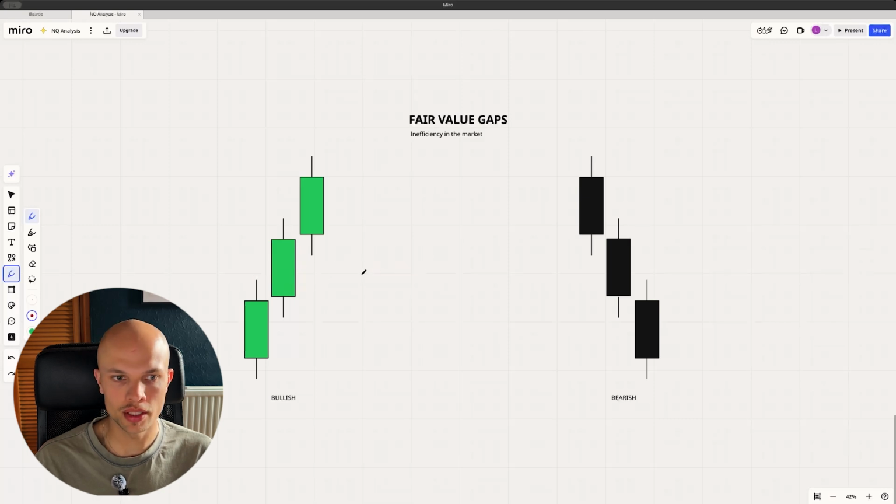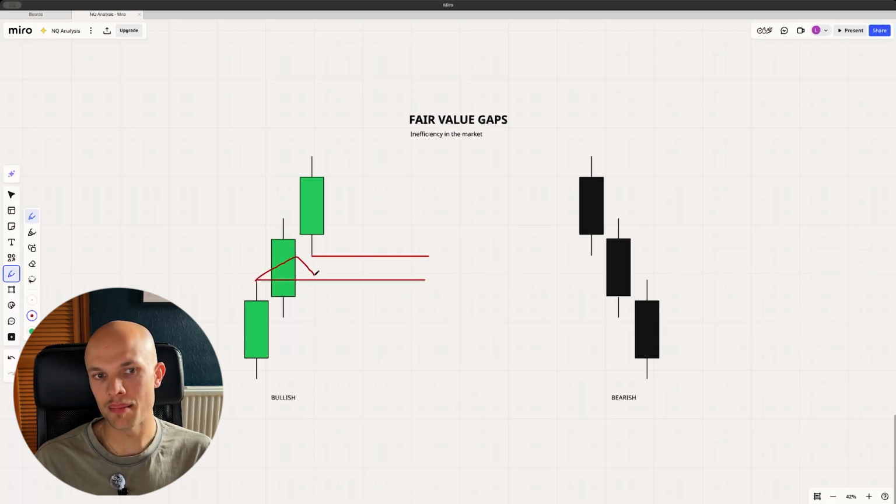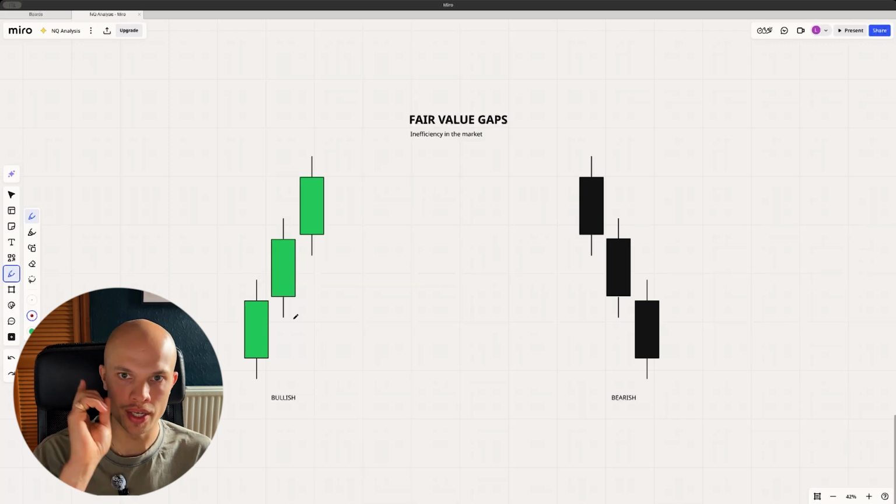Now it's very important to note, if we take the first wick and it overlaps with the third wick, this is not a valid fair value gap. We then cancel out the fair value gap and we keep on looking. Okay, so we must have a gap between the first and the third candle. We must have this. If not, it's not a valid fair value gap. So that's a bullish fair value gap when the price is going up.